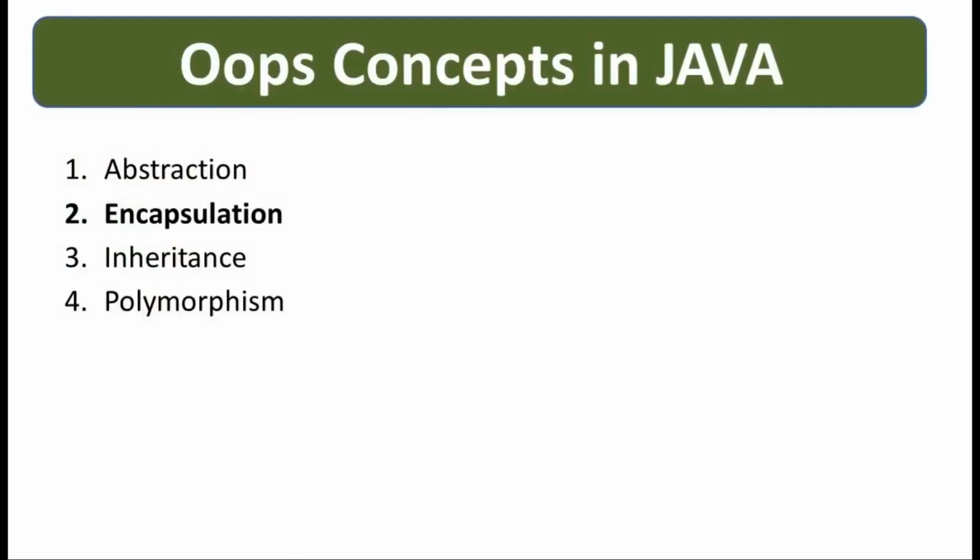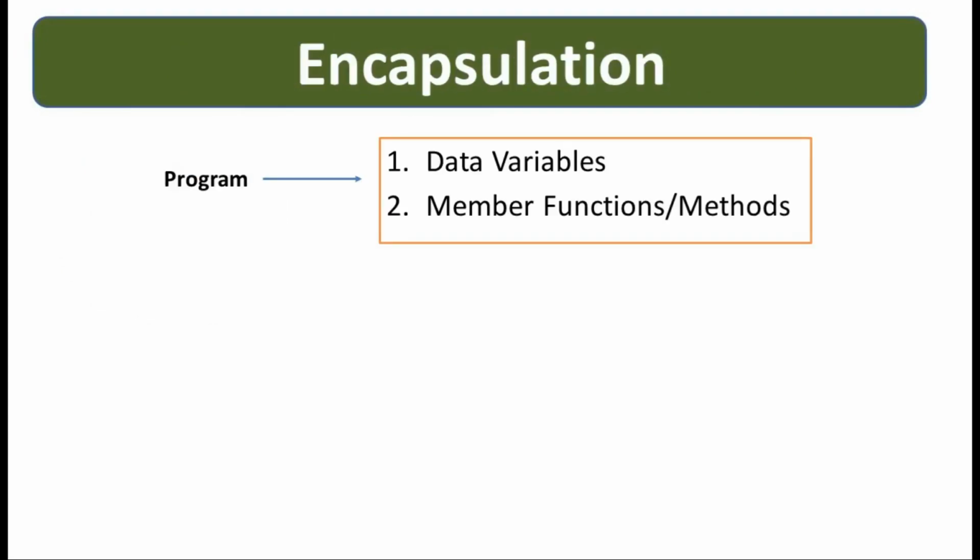Now we'll see what is encapsulation. Every program has an operation. For an example, operation of addition of two numbers, three numbers, or finding factorial of a given number, etc. Those are operations. To perform an operation, data is required. Right? So in a program, there are two things. One is data and other is operation.